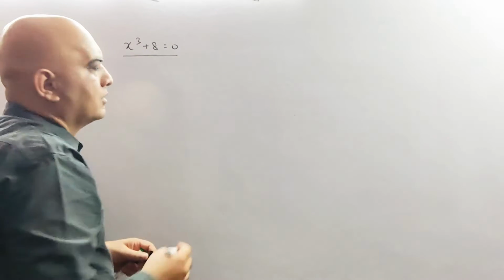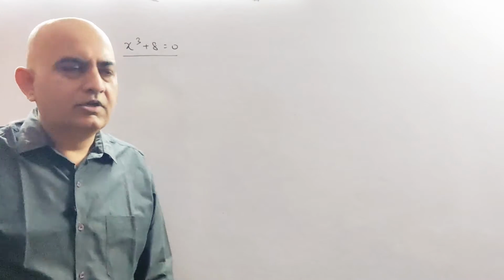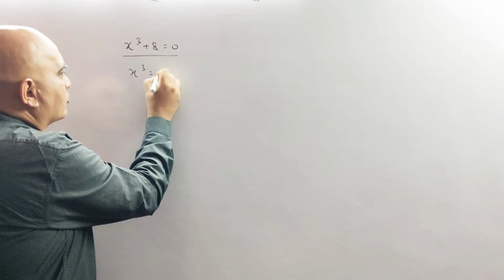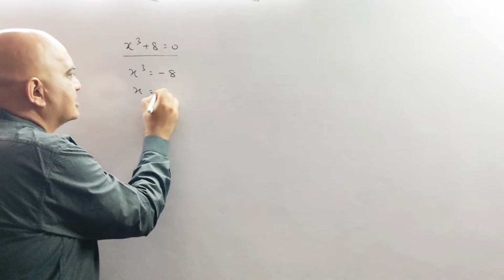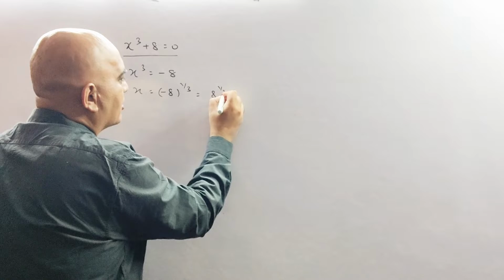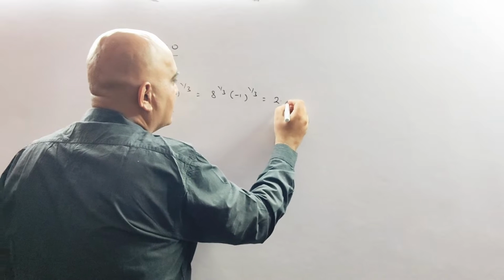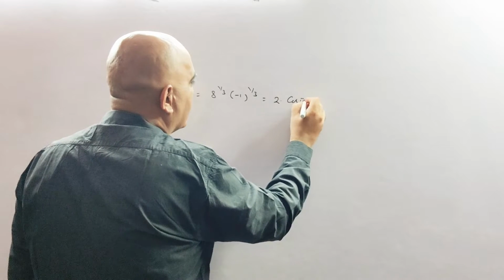So I'm starting with the first equation, that is given by x cube plus 8 is equal to 0. How can we solve this equation? We can say x cube is equal to minus 8, and x is equal to minus 8 raised to the power 1 upon 3. It becomes 8 raised to the power 1 upon 3 times minus 1 to the power 1 upon 3, and 8 to the power 1 by 3 becomes 2.